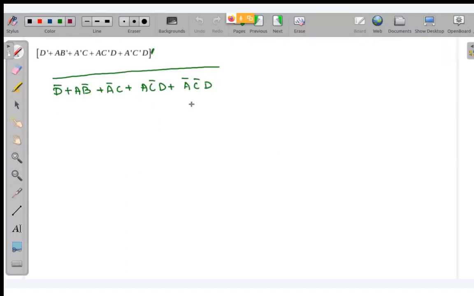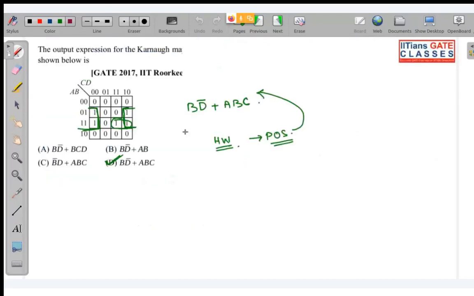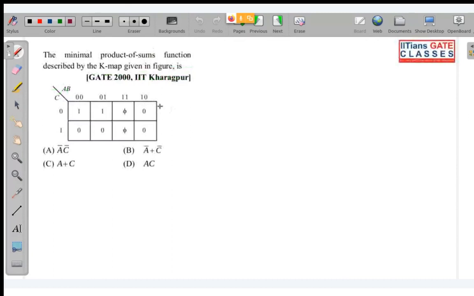So in the last class, we were discussing about what? We were discussing about Kmap. I told you how to minimize using Kmap. So this was one question.